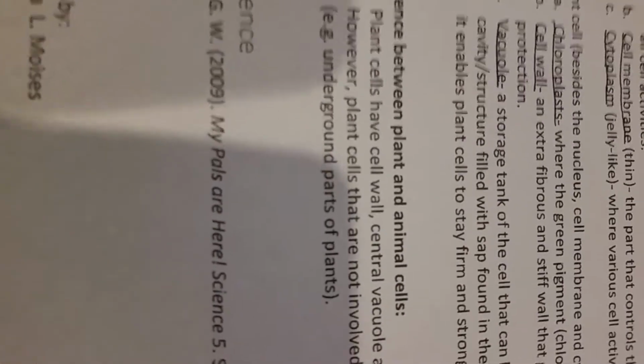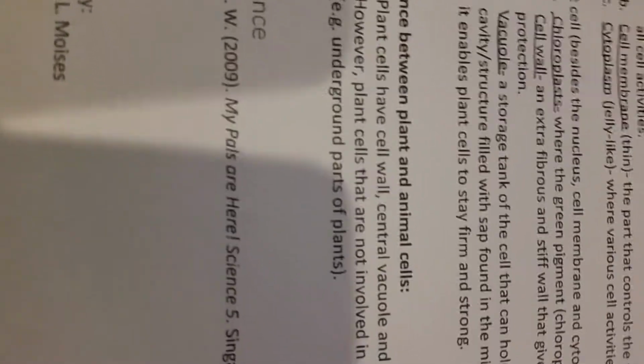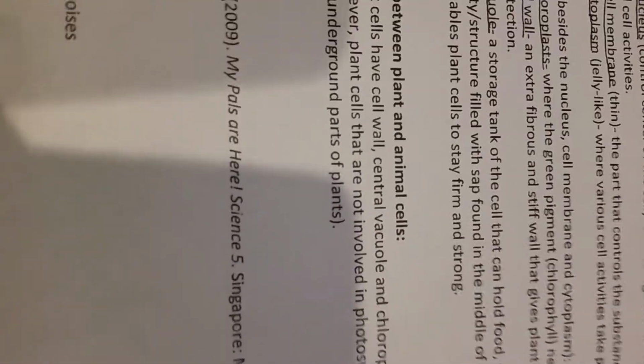The cell wall is an extra fibrous and stiff wall that gives plant cells their shape, support, and protection. And finally, the vacuole is a storage tank of the cell that can hold food, water, or waste material. It is a large cavity or structure filled with sap found in the middle of the cell. Together with the cell wall, it enables plant cells to stay firm and strong. Hold up.